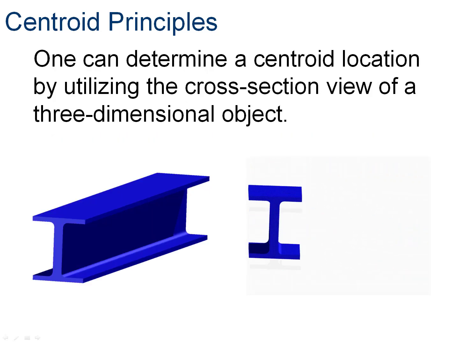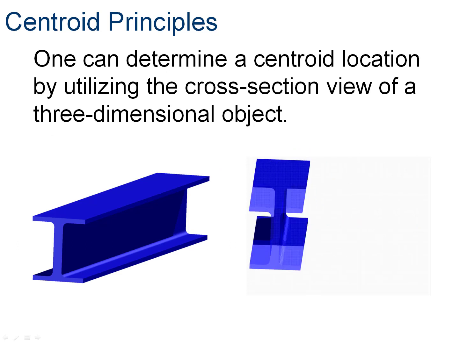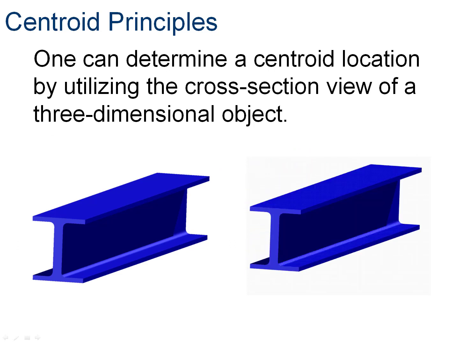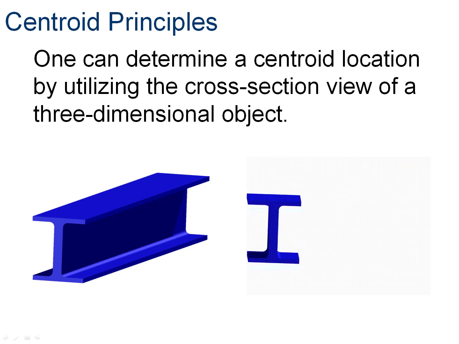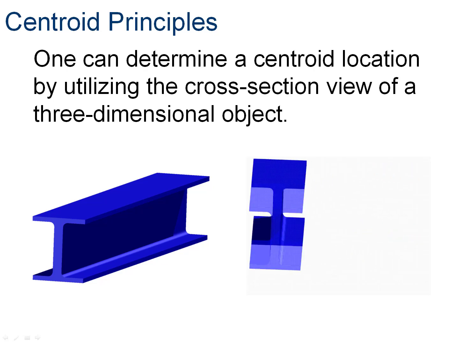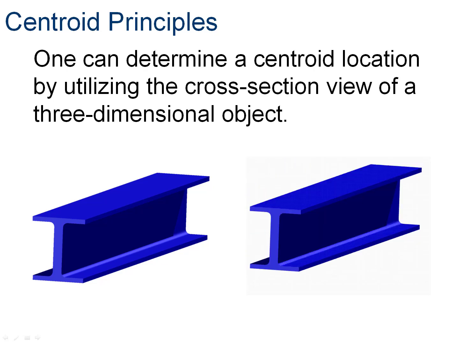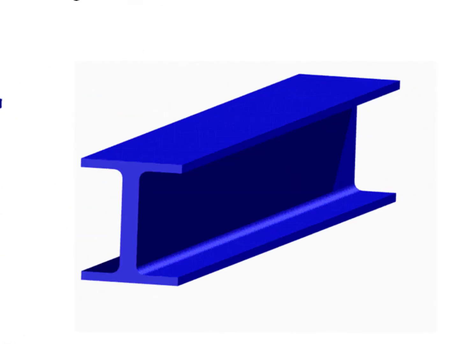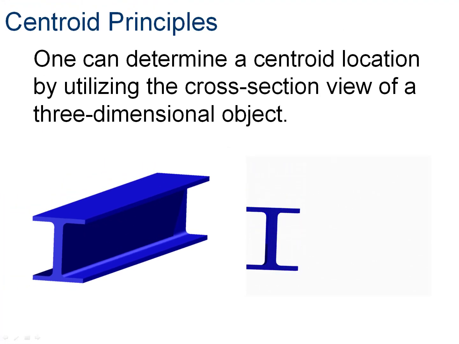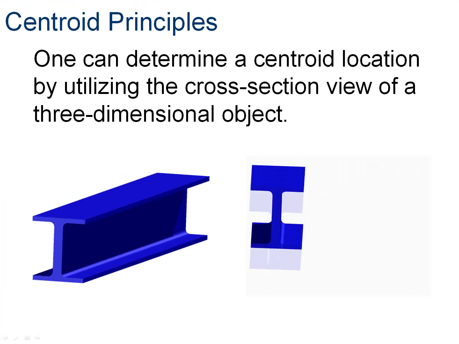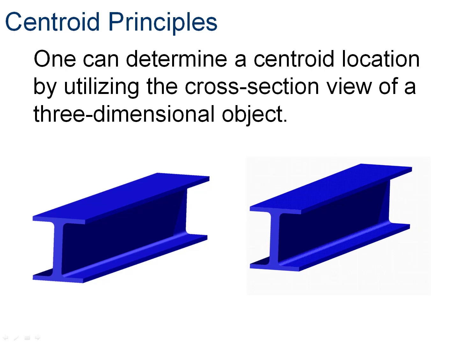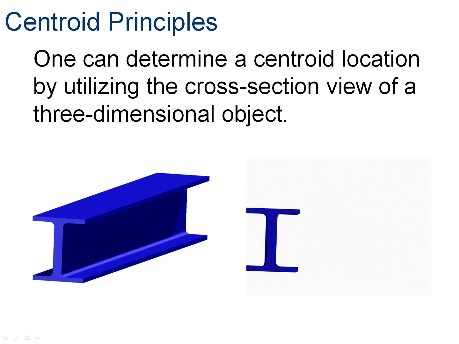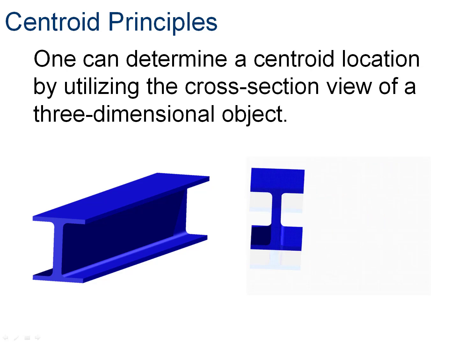So talking about a centroid principle, you can basically look at an object, in this instance an I-beam, and we look at what's called the cross-sectional view. So in the image to your right, what you see rotating is that I-beam forms a cross-section that looks like an eye, hence the name I-beam. That's what we mean by cross-section. What would it look like if we sawed it and then looked at it on the end?